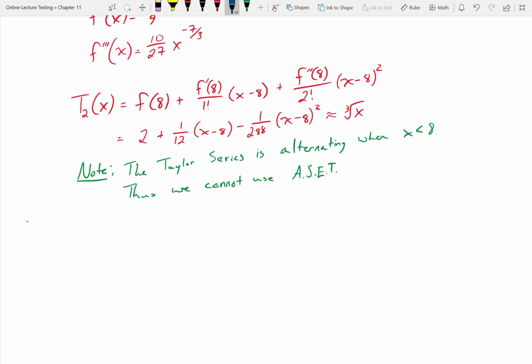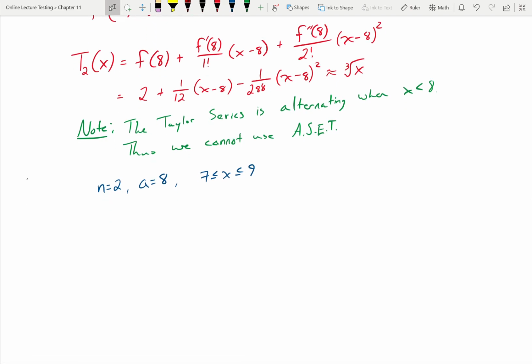So let's look at the things that we have. We know n is equal to 2, a is equal to 8, and we're on the interval 7 is less than x, which is less than 9. All right. And again, here's Taylor's polynomial, or sorry, Taylor's inequality. And I'm going to write this out, and then below it, we're going to plug in the values as we go.